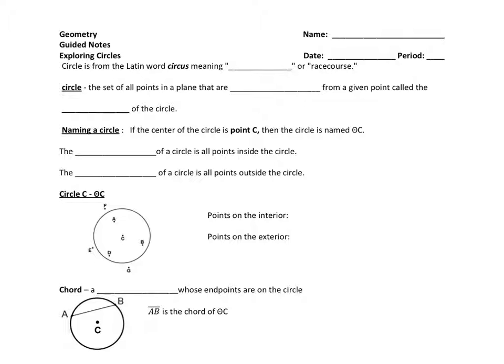A circle is from the Latin word circus, which means a couple things. It can be loosely defined as a ring or a race course. That makes sense because a race course is a circular track. You go around a ring. Obviously, it looks like a ring. So the definition of a circle is a set of all points in a plane that are equidistant from a given point called the center of the circle.